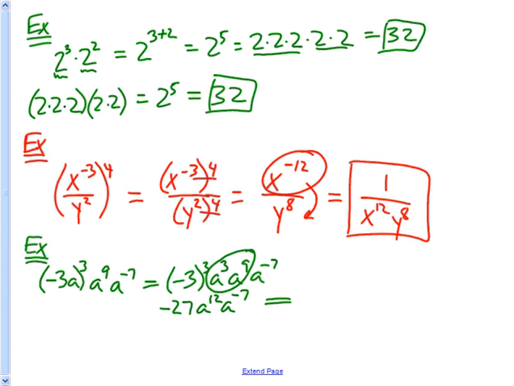Well, you notice this a to the negative 7th. A negative exponent property, that's 1 over a to the 7th. So you got negative 27, in other words, that shoots it down to the bottom there, times 1 over a to the 7th. So a to the 7th goes down to the bottom. Well, if you have 12 a's on top, you got 7 on the bottom, how many are you going to be left with on top? 5, right? 12 minus 7 is 5. So this becomes negative 27 a to the 5th.